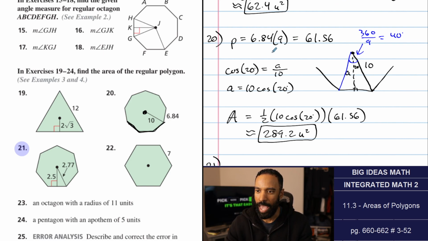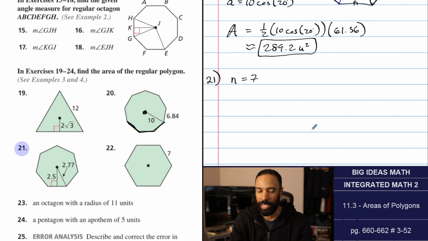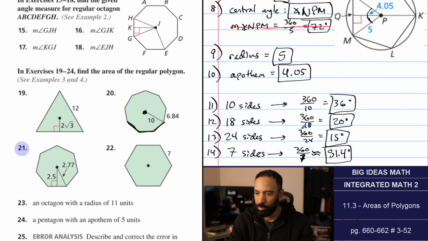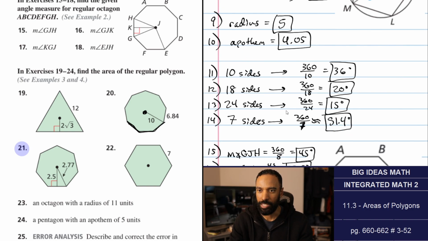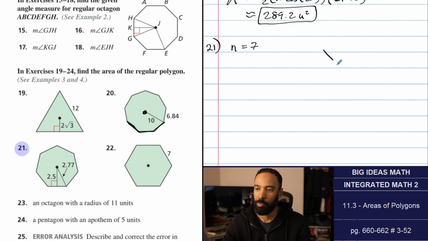So this was n equals 9, right? This is an n equals 7 sides on this one. I need 7 for the, not for trig. I'm not going to use central angles this time. We have this part of this drawing where we do have the apothem of 2.5. That is A.